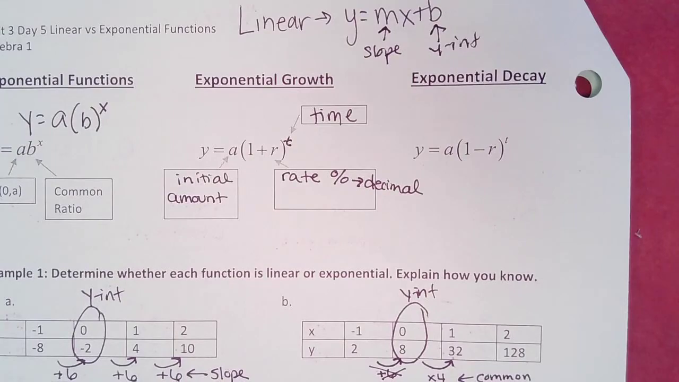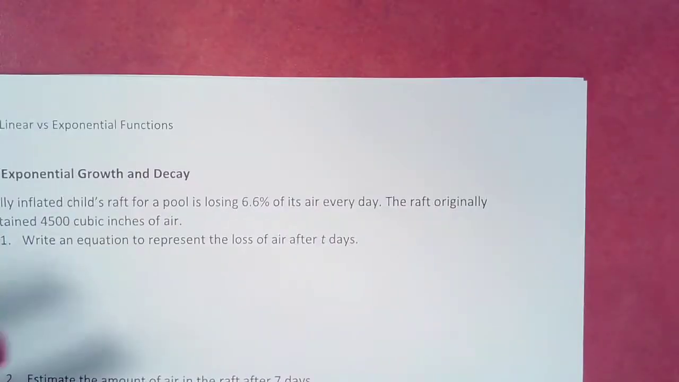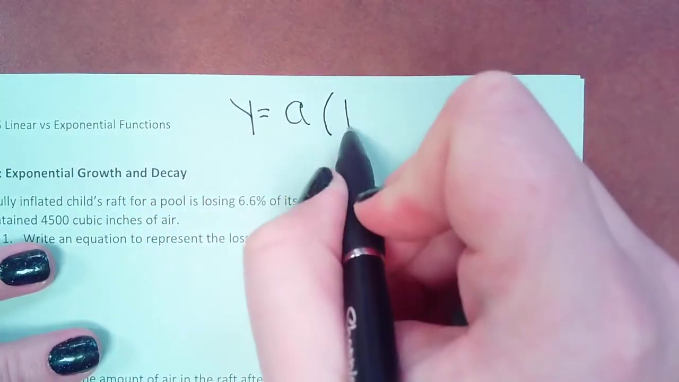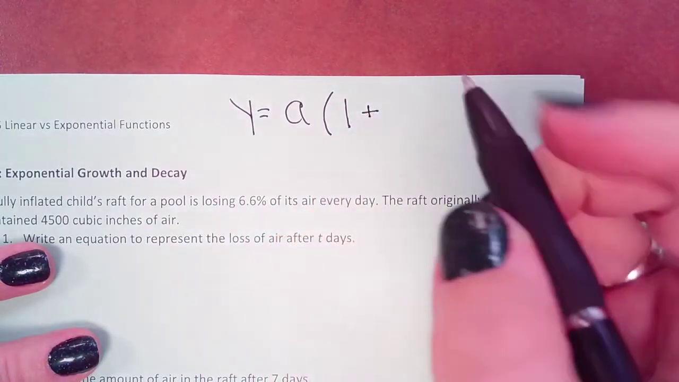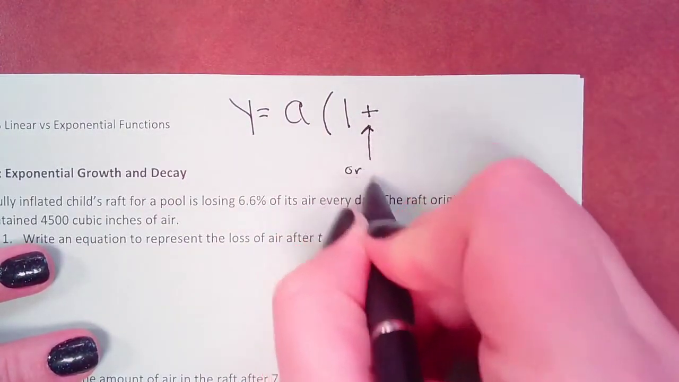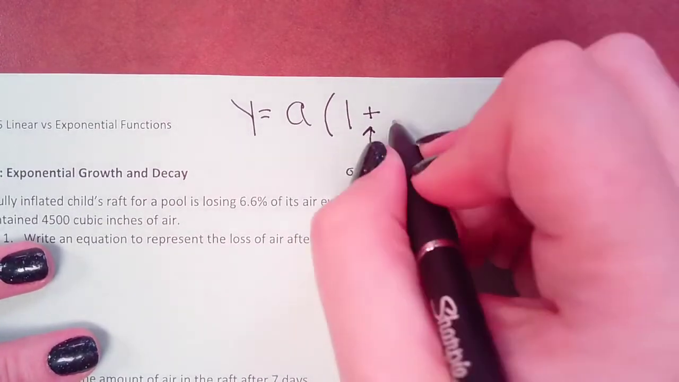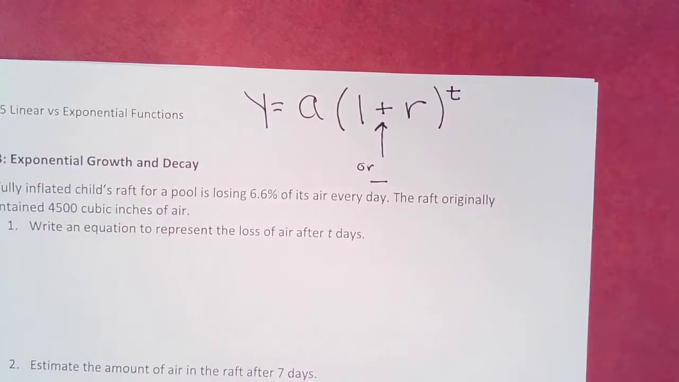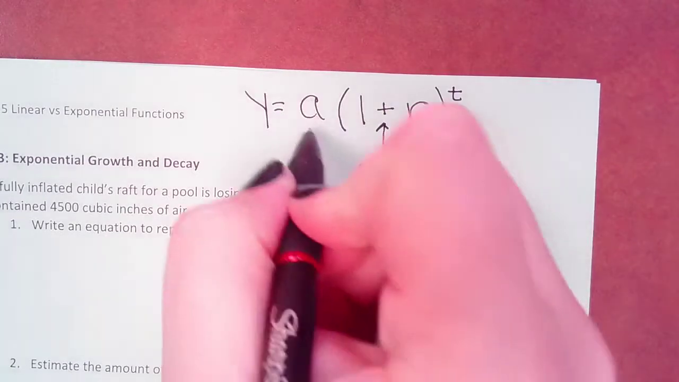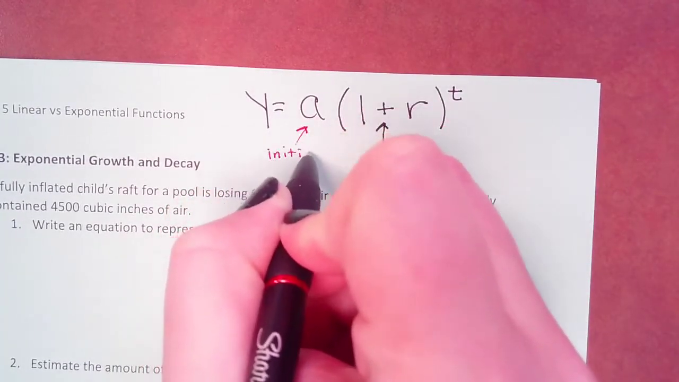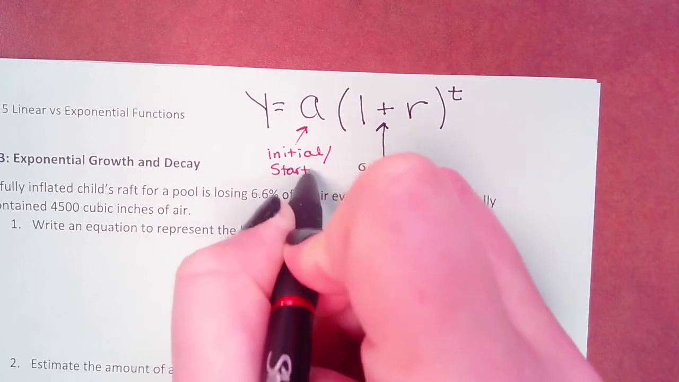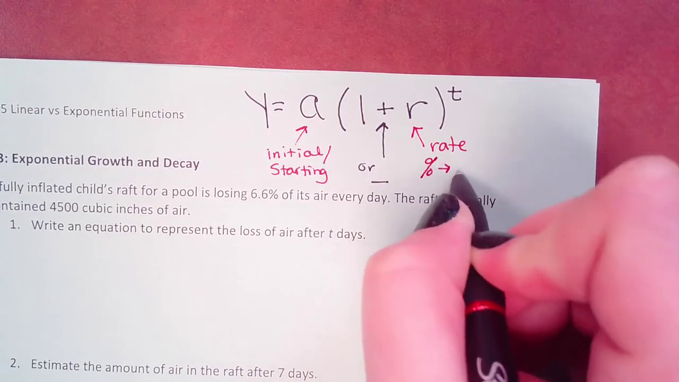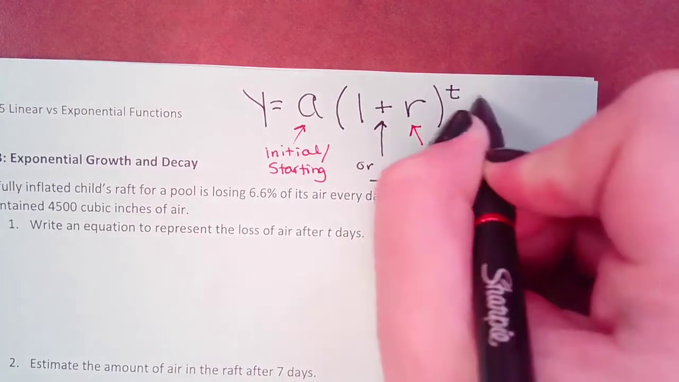So go ahead and flip over your page. We're going to rewrite the formula again. So Y equals A times 1 plus or minus, if it's decaying, R, which is your rate, and T is time. And I will go ahead and label these. A is going to be your initial or your starting. R is going to be your rate. We want to take percent to decimal. And T is going to be time.